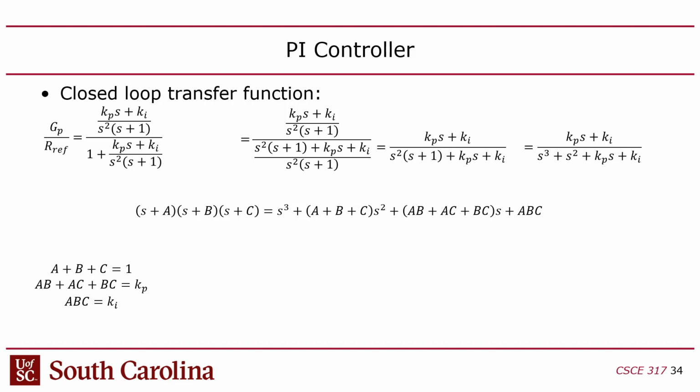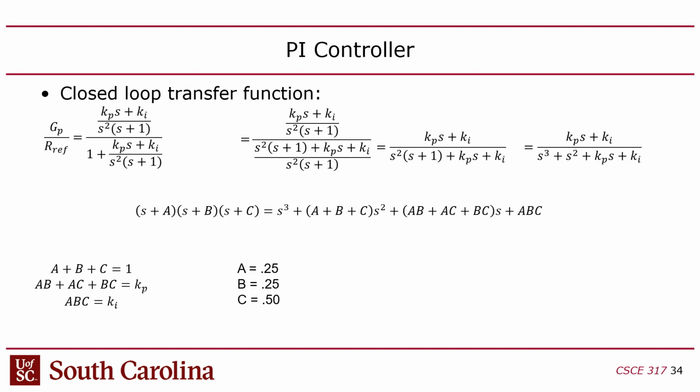A plus B plus C, which is the coefficient of the S squared term, has got to be 1, right? Because it was 1 here. Likewise, AB plus AC plus BC must be K sub P, and ABC has to be K sub I. Make sense? So as long as I pick a KP and a KI that's constrained in this way, then I should have a stable system.